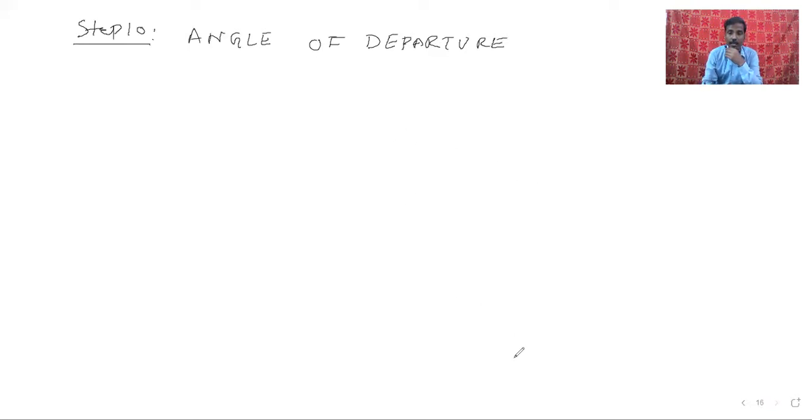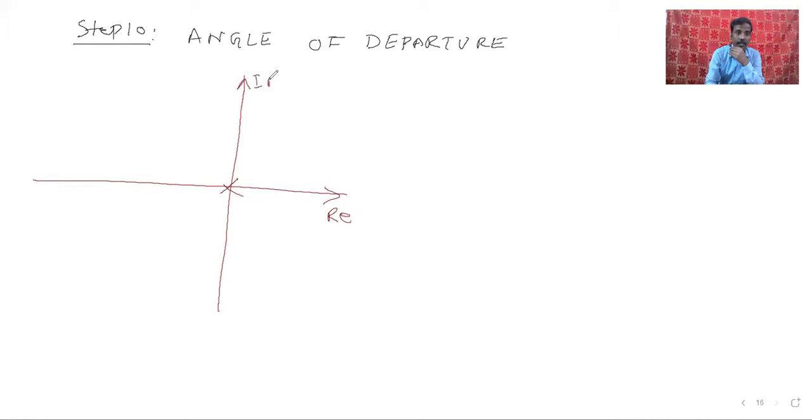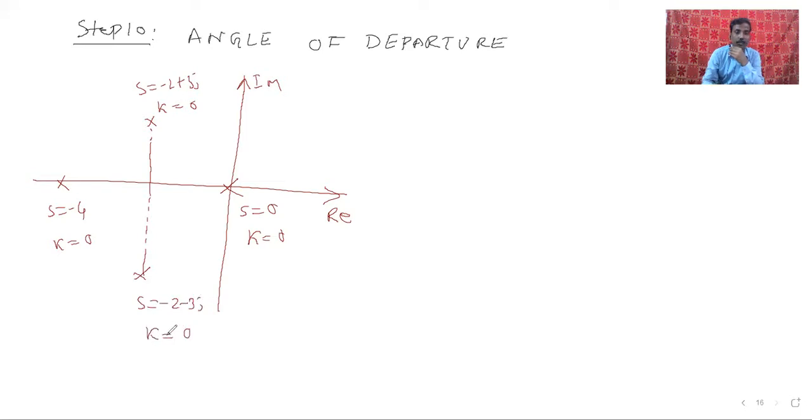So first, draw the position of pole zero location. This is real, this is imaginary. S equals 0, K equals 0. S equals minus 4, K equals 0. S equals minus 2 plus 3j, K equals 0. S equals minus 2 minus 3j, K equals 0.